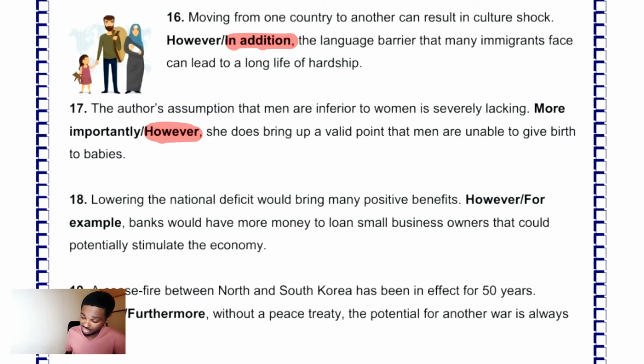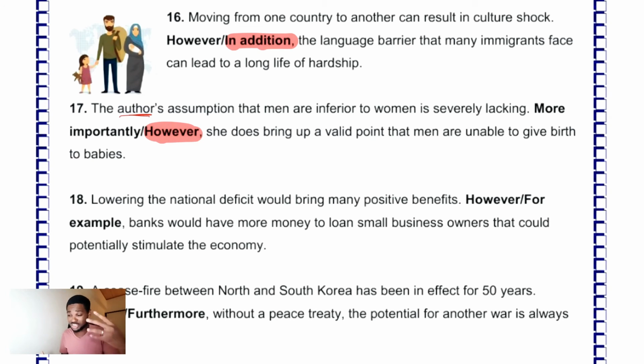What is the contrast? The person writing this sentence thinks that the writer is wrong to assume that men are inferior to women. But we see that the person who writes this sentence is giving the author a little bit of credit. They're agreeing with one thing the author says, and so we need however to show that little bit of contrast. I disagree with most of what you say, but I agree with this one thing: contrast.